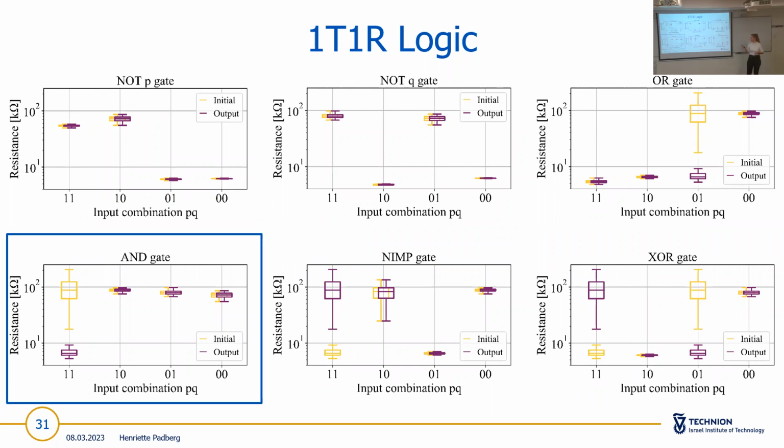If you look at the AND gate here, you can see that in the first case, the input combination 1, 1, there's a switch from the high resistance state, the initial one, to the low resistance state. Here you can also see a relatively broad distribution of the HRS region, but still a gap between HRS and LRS, so this is also considered as working. And if you look at all the other gates, it's also always the expected result.